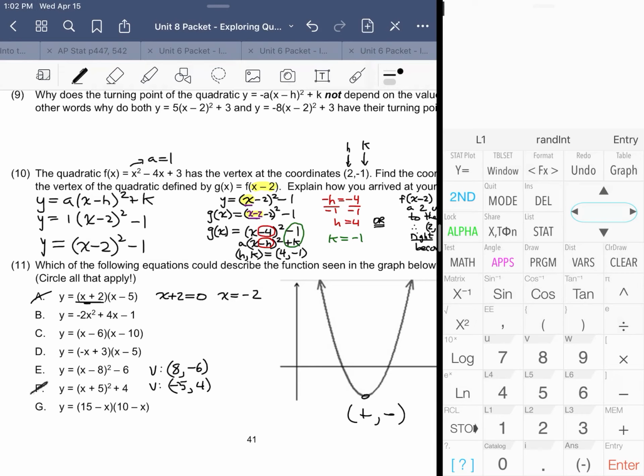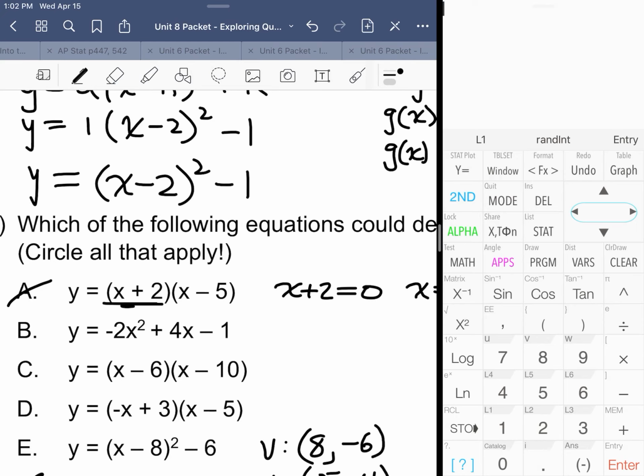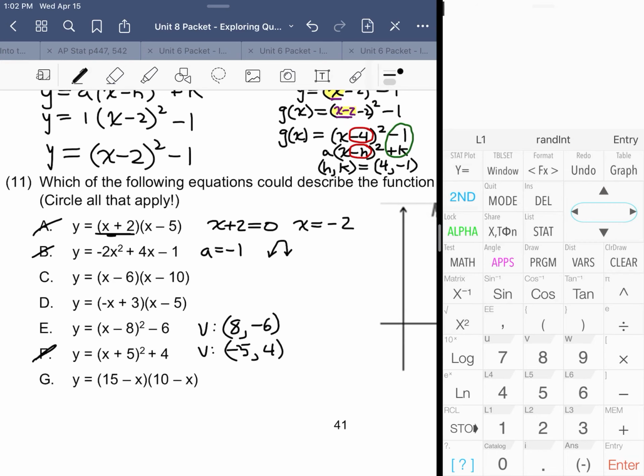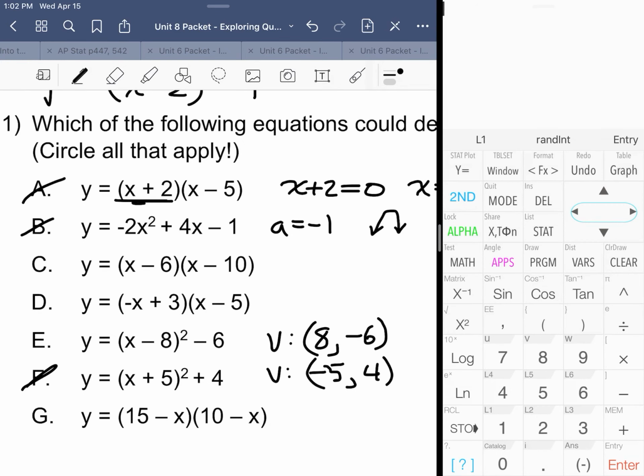So a lot of it ends up being a process of elimination, but there's really nothing wrong with that. Other things to keep in mind would be the type of leading coefficient. For example, the a value in B, a is equal to -1, so this parabola should be downward facing. So that's out. If you distribute out D, same deal. A would be equal to -1, a downward facing parabola.